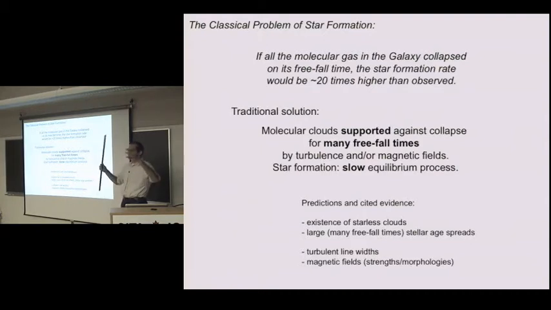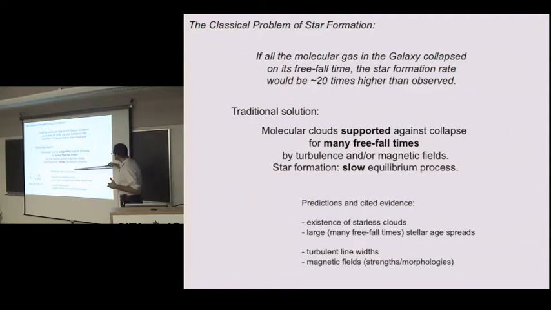You have a cloud that's sitting there being supported, and somewhere that support fails. And since you want to spread this out over a certain time scale, it has to be a relatively slow process, meaning a process that works over many free-fall times. Here, 3 megayears at 100 particles per cubic centimeter approximately. So, classical cloud life times 10, 30, and if you're very classical, 100 megayears.